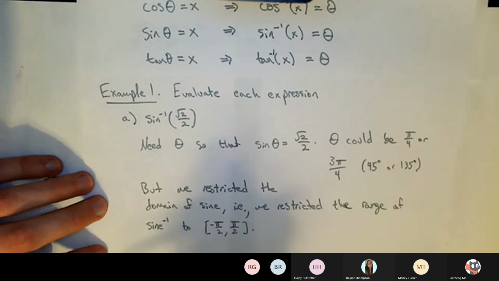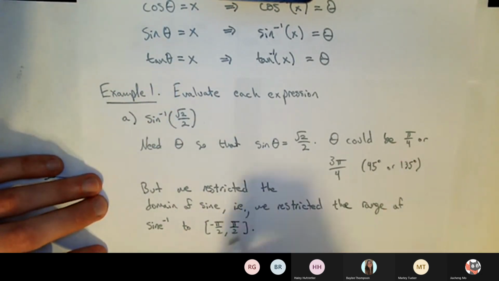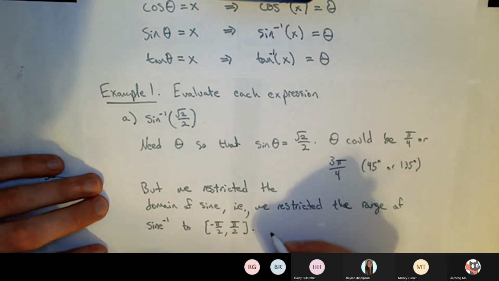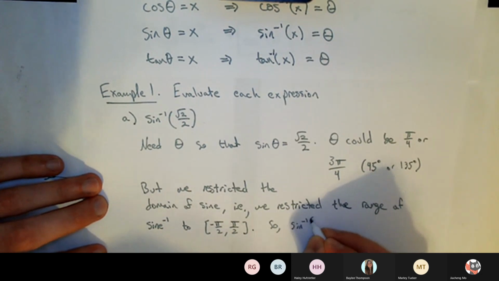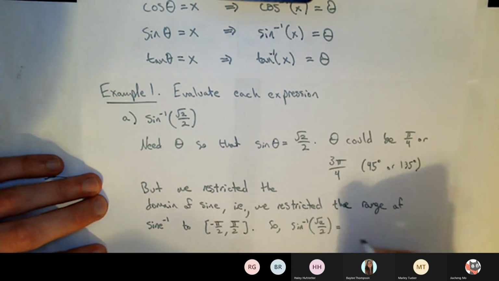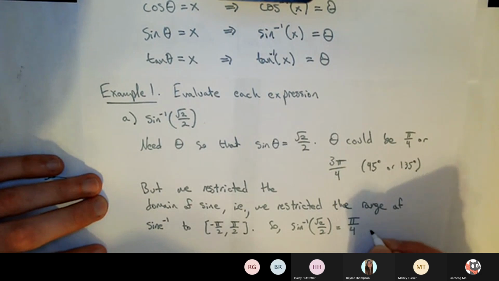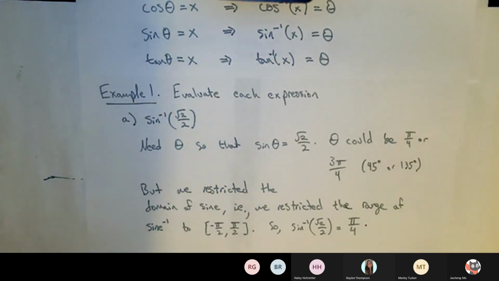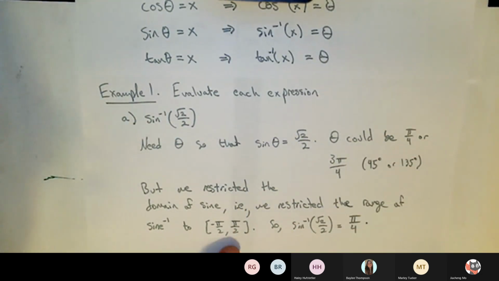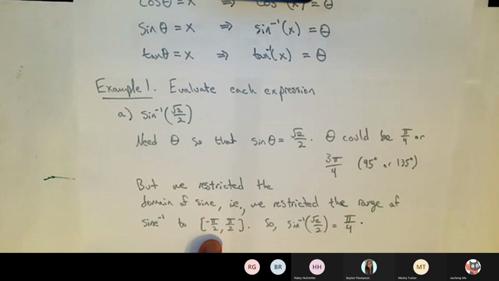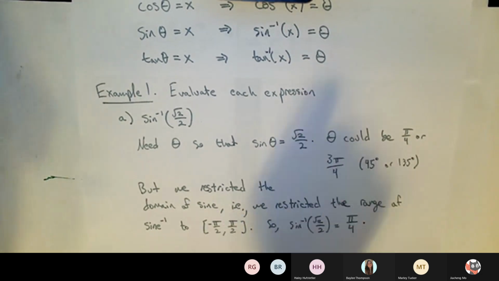Only one of these angles falls into this interval here. Is it pi on 4 or 3 pi on 4? And it's definitely got to be pi on 4. So sine inverse of square root of 2 over 2 is just equal to pi on 4. Not 3 pi on 4 because that's outside of the range that we allow for sine inverse.